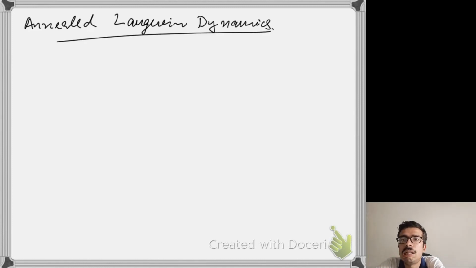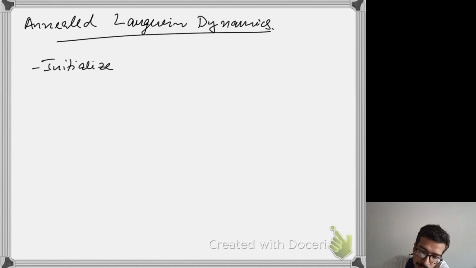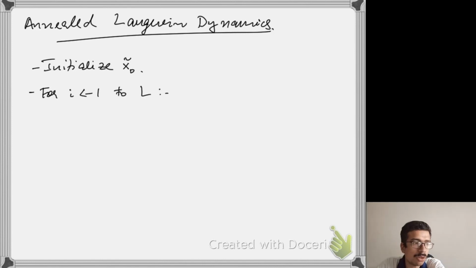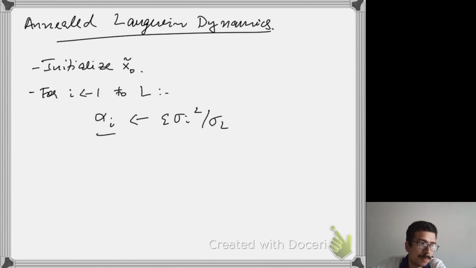Initially we are going to start these trajectories by taking the score values corresponding to larger sigma, and slowly we'll anneal it down. So we initialize an x naught tilde, and then for i from 1 to L, for each of these i's, I'm going to take capital T steps with a specific learning rate alpha, which is equal to epsilon times sigma i squared by sigma L squared. And now I perform capital T steps.